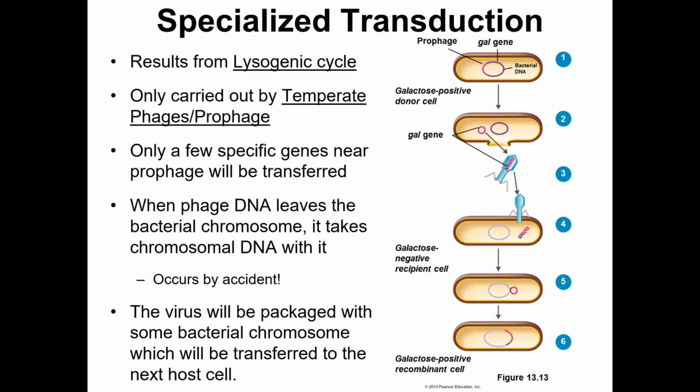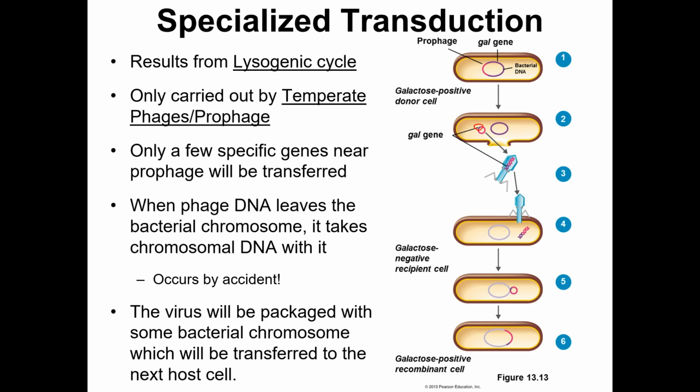So this is why it's specialized. Not any old gene is going to be transferred. Just the genes that are potentially adjacent to the prophage, whatever's to the right or left of it. That is the only DNA that can be transferred. It's hard to see in this diagram, they made it too small, but here they're showing you that the gal gene was transferred. So you get a little spot of purple here. It took this extra bacterial gene with it.